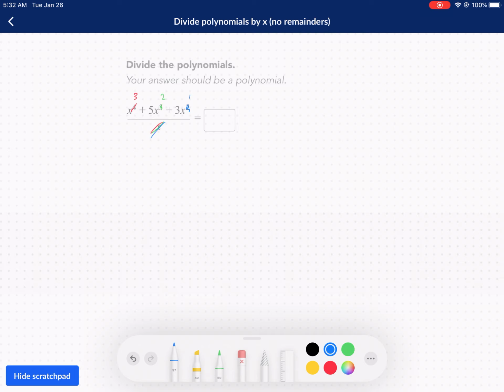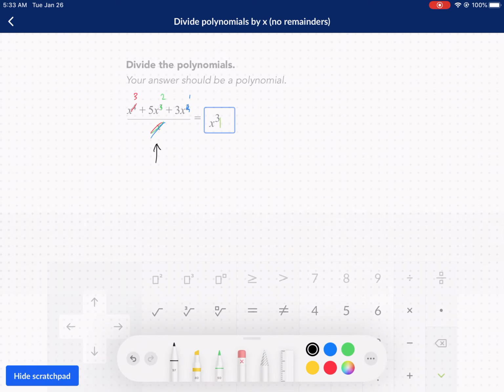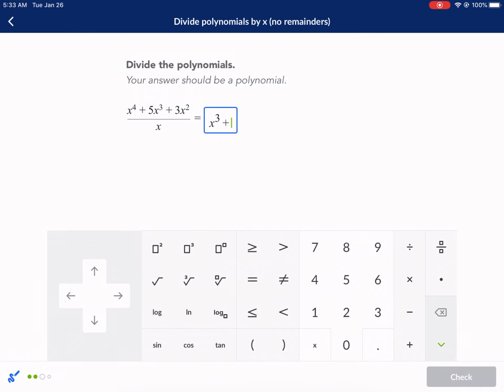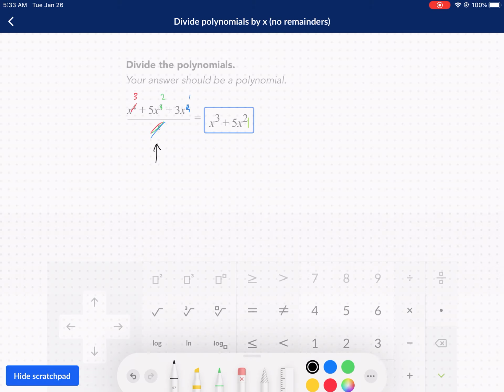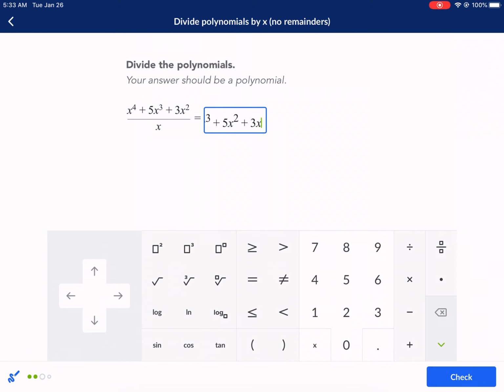So I wish I could zoom in, but you can see that I've used 3 different colors to designate that I've canceled that x 3 times, leaving me x to the third power, plus 5x squared, plus 3x. You don't need to put to the first. You can just put plus 3x.